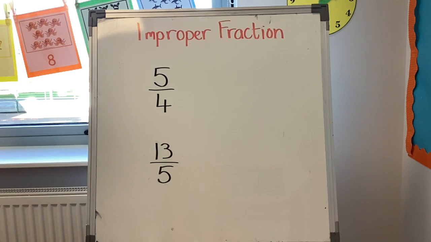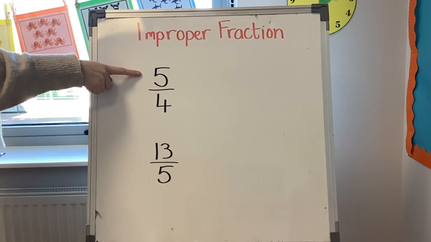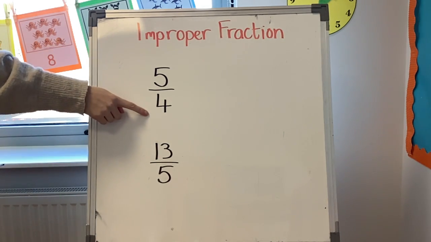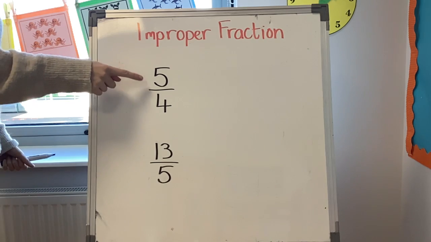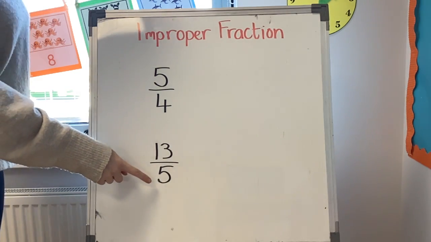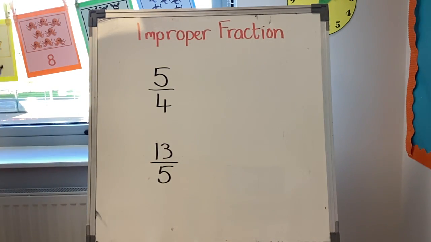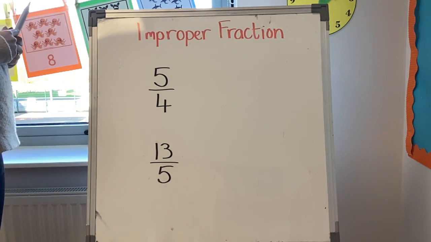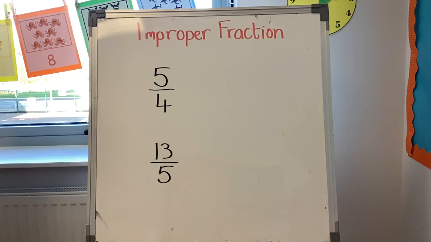Now, improper fractions are where the numerator is larger than the denominator. So that means that the top is larger than the bottom. So for example here, 5/4 or 13/5. We don't leave fractions as improper fractions. So if your child is doing work with fractions and has an answer that is an improper fraction, we convert this to a mixed fraction. And a mixed fraction is a whole number with a proper fraction.